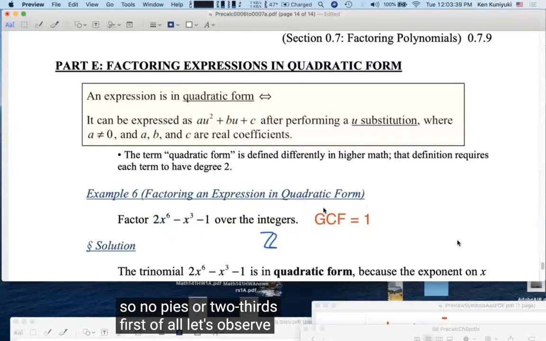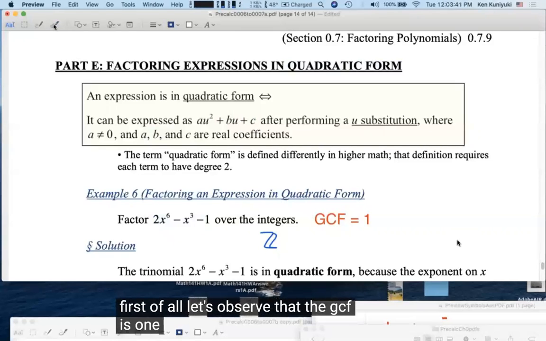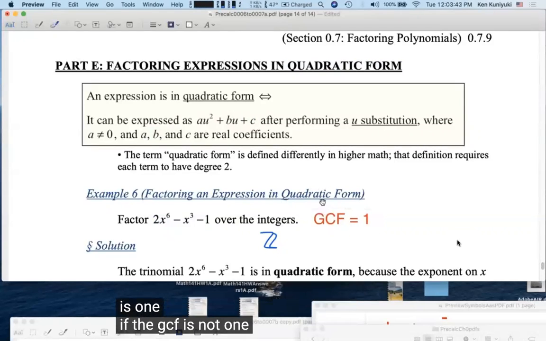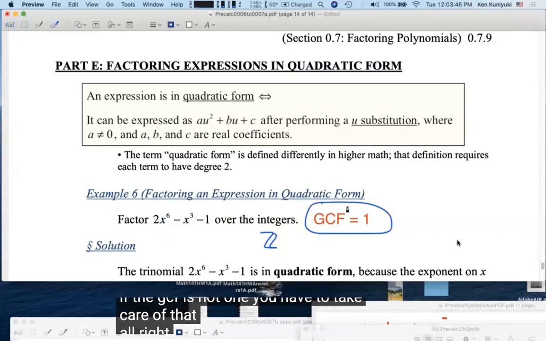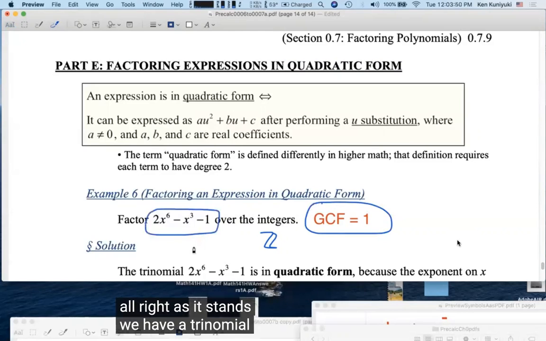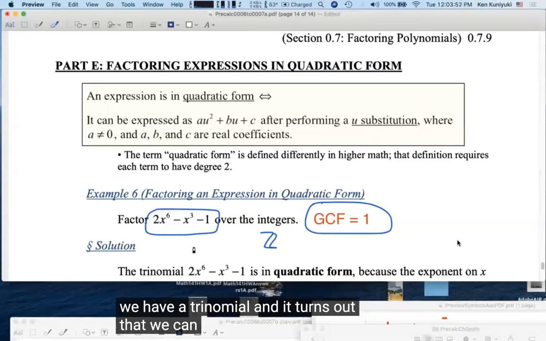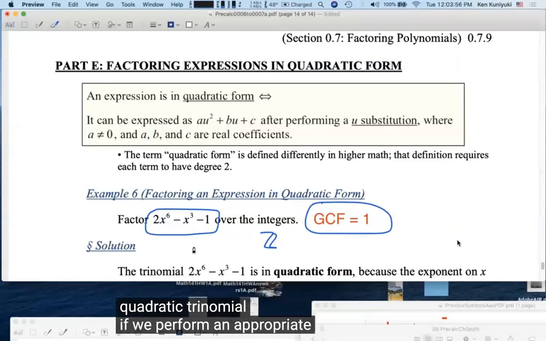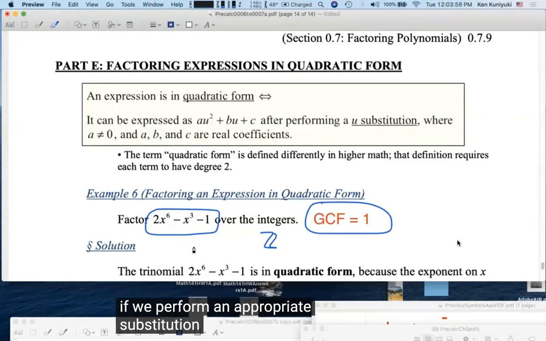First of all, let's observe that the GCF is 1. If the GCF is not 1, you have to take care of that. As it stands, we have a trinomial, and it turns out that we can think of it as a QT, a quadratic trinomial, if we perform an appropriate substitution. Well, how do we know that this thing is in quadratic form?